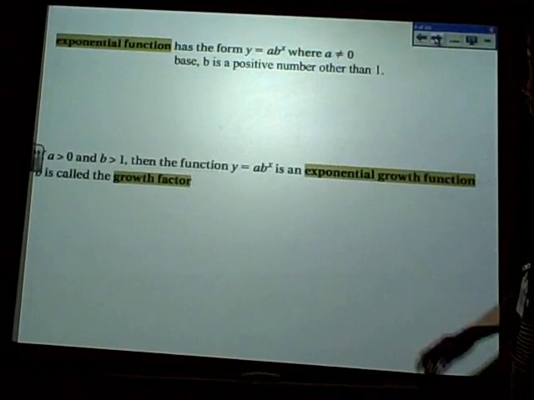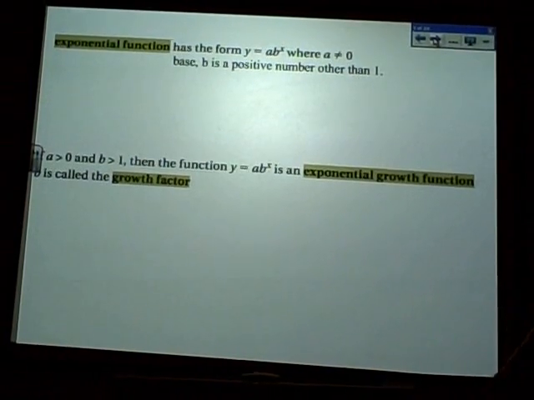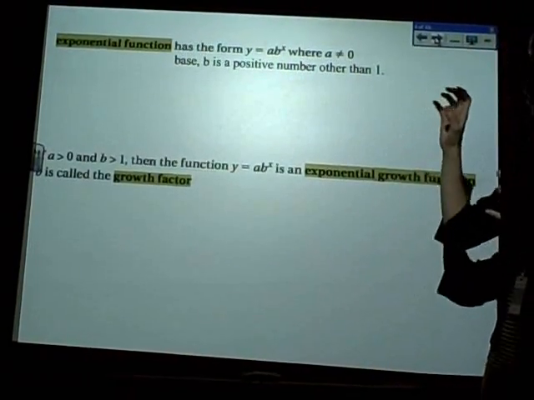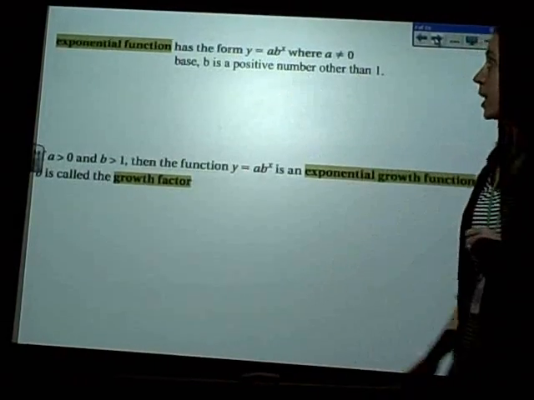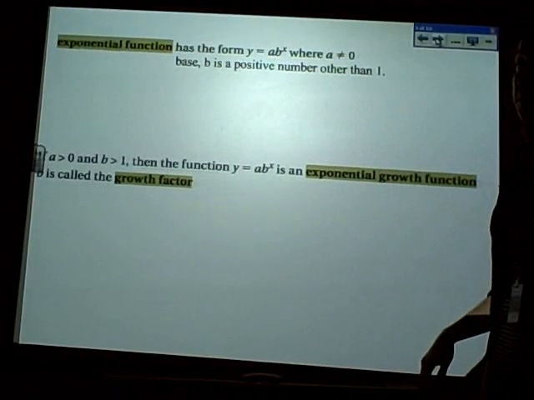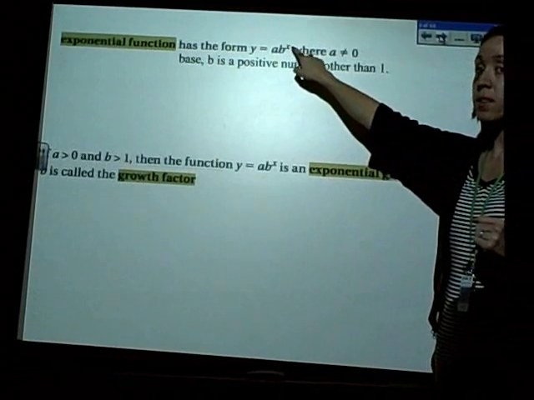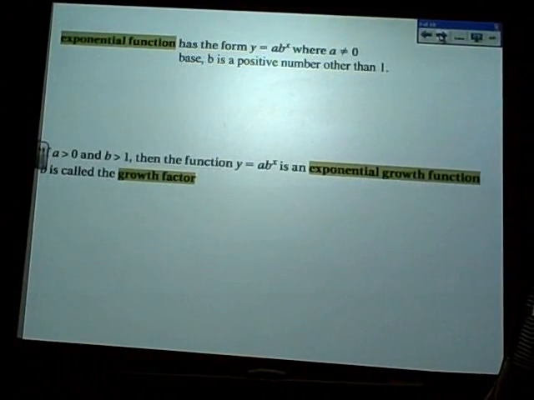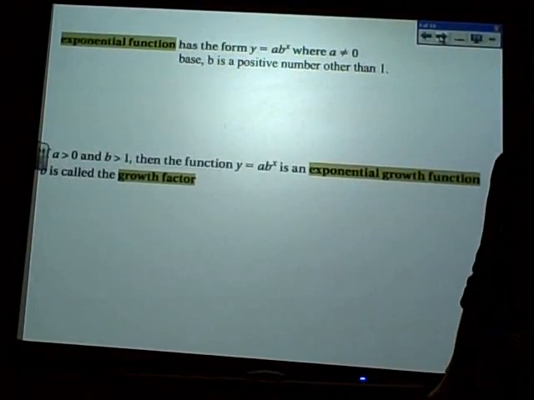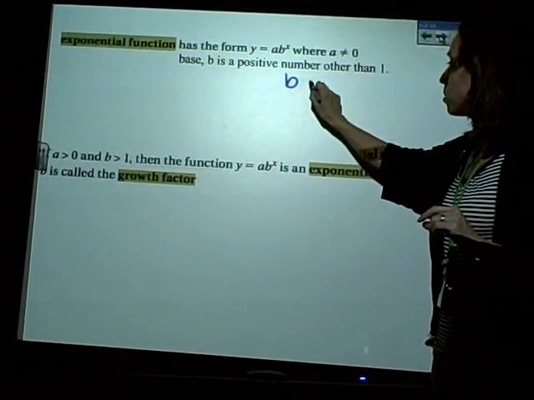functions. An exponential function has a little bit different form than we're used to. Instead of the variable being a part of the actual term, your variable is now your exponent. So it has the form y equals a b to the x power. A is not allowed to be 0 because then the whole thing is 0. And your base b, the number that has the exponent x, has to be a positive number bigger than 1. Okay, so when we get into exponential decay, that's when b is less than 1. But today, for exponential growth, b has to be bigger than 1.